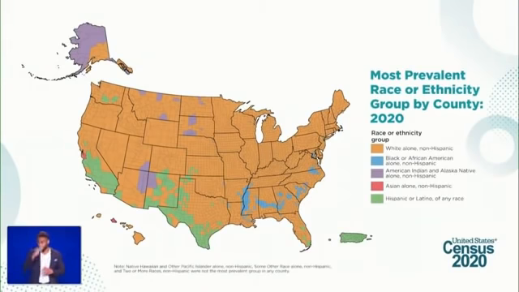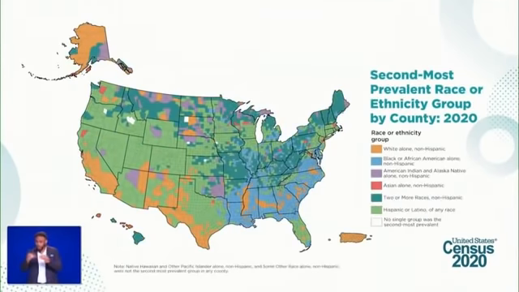The Black or African American alone non-Hispanic population, shown in blue, was the largest group in some counties in the South. The Hispanic or Latino population, shown in green, was the most prevalent group in counties in the Southwest and West. In addition, the American Indian and Alaska Native alone non-Hispanic population, shown in purple, was the largest racial or ethnic group in counties in Alaska, the Four Corners region, and the Upper Great Plains.